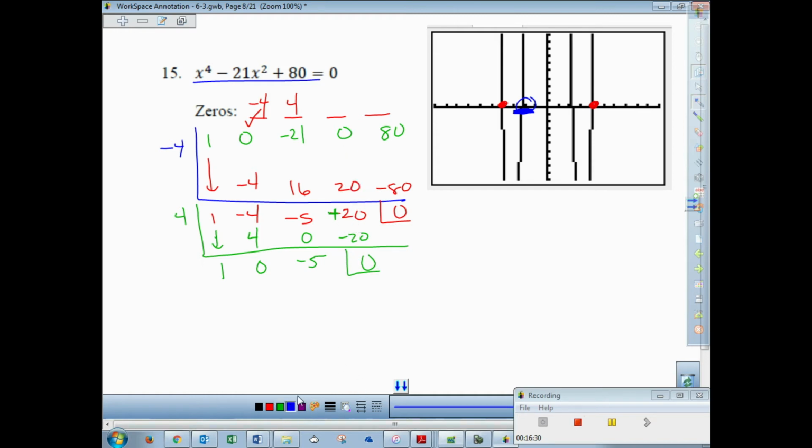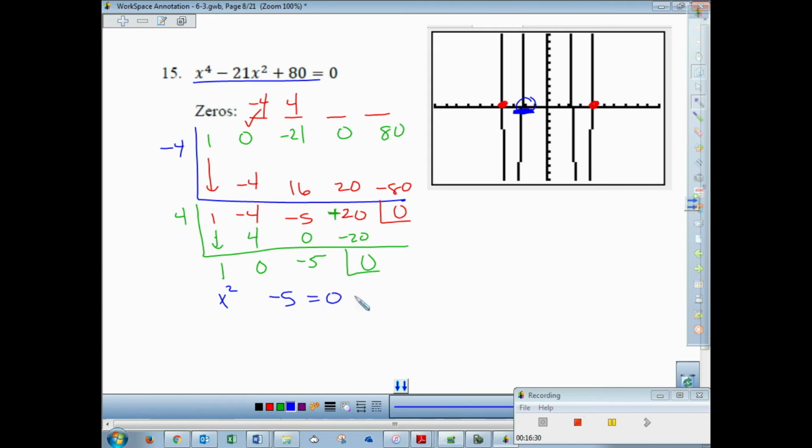Nice. Now, this right here is a quadratic, because there's only 3 terms. This is x squared plus no x's minus 5, right? This is x squared plus 0 x's minus 5. Nice. I want to know when it equals 0.